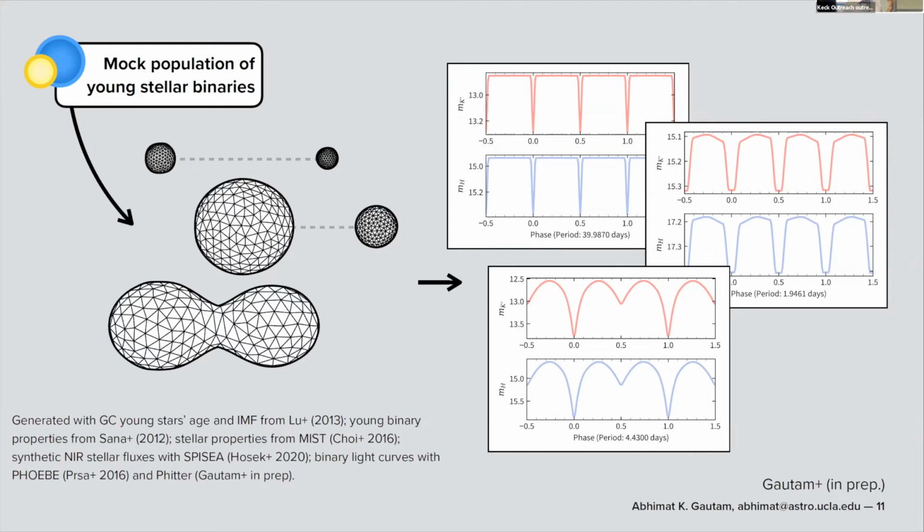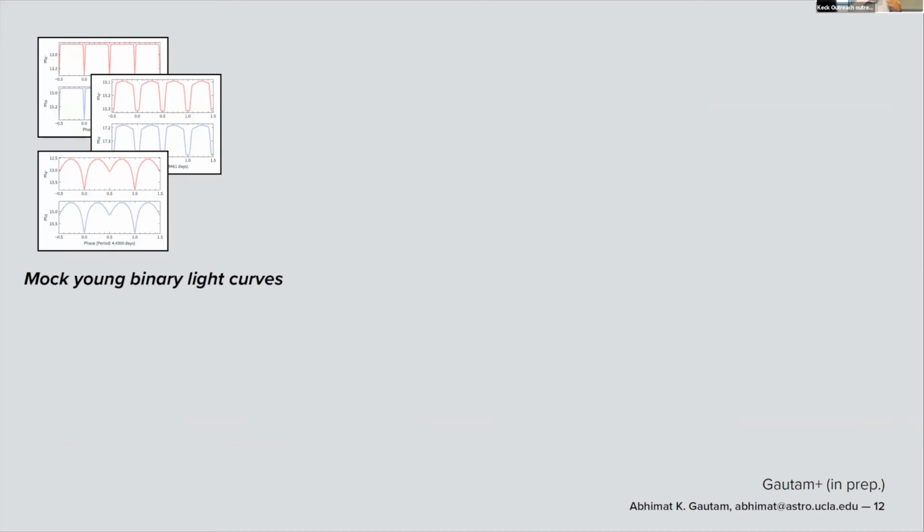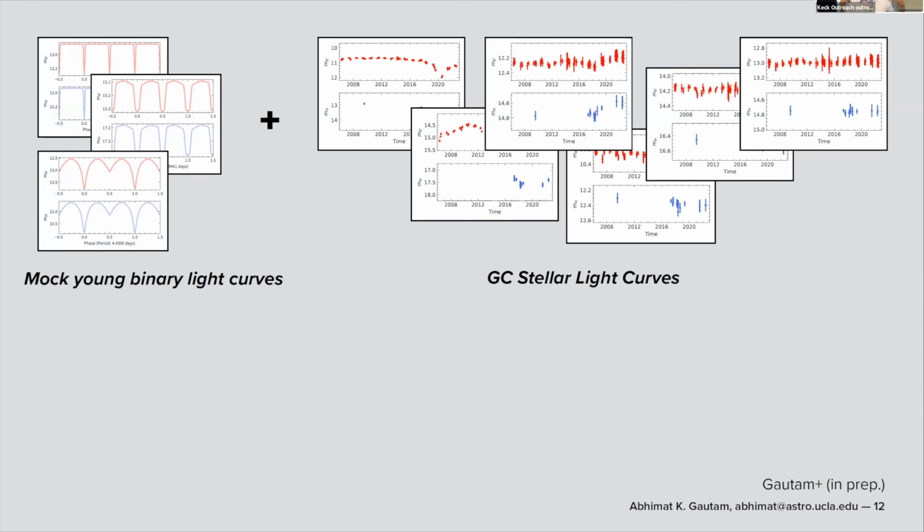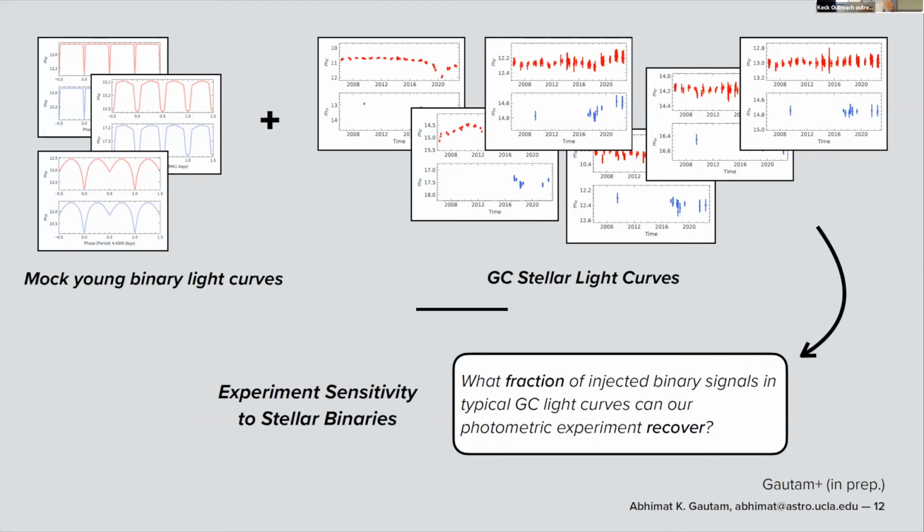And then what we do is we take these mock light curves for this stellar population, and then we inject these into our stellar light curves that we have for the galactic center. And what we're trying to do is that once we inject these into our light curves for the actual stars that we're observing, we're trying to figure out our experiment's sensitivity to stellar binaries.